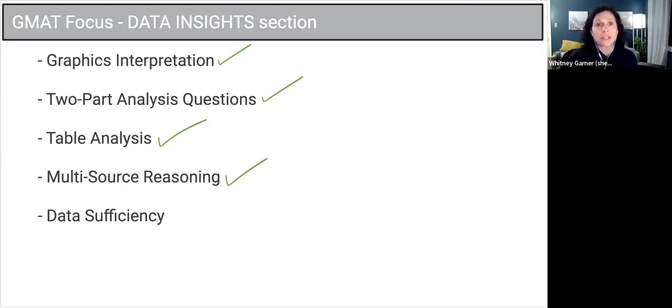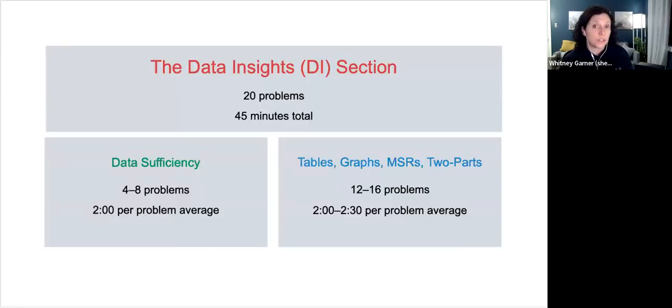So to give you the big picture of the data insights section: for those of you on GMAT Classic, data sufficiency is part of the normal quant section with problem solving. As we move into the new Focus world, data sufficiency is one of many question types. It makes up about 1/3 of the data insights section. This new data insights section is 20 minutes, or 45 minutes if you're working under standard timing. About 2/3 of that section will be made up of those tables, graphs, and MSRs in 2 parts.